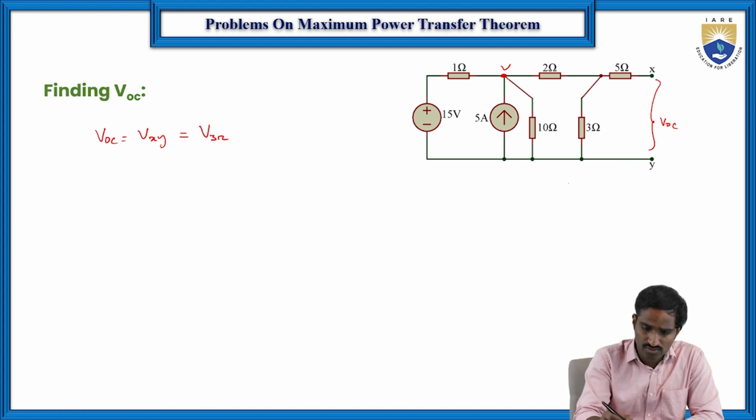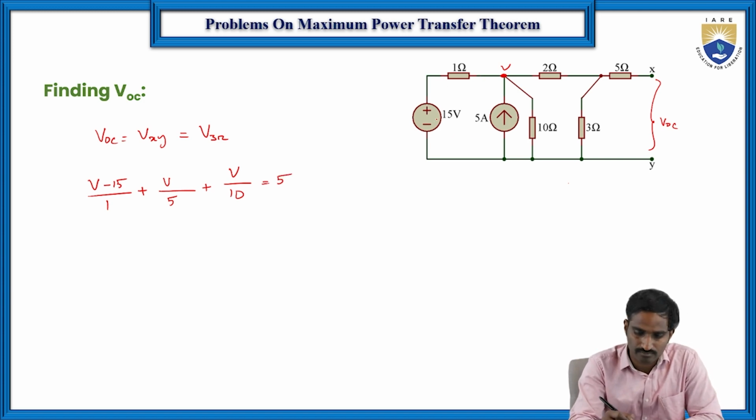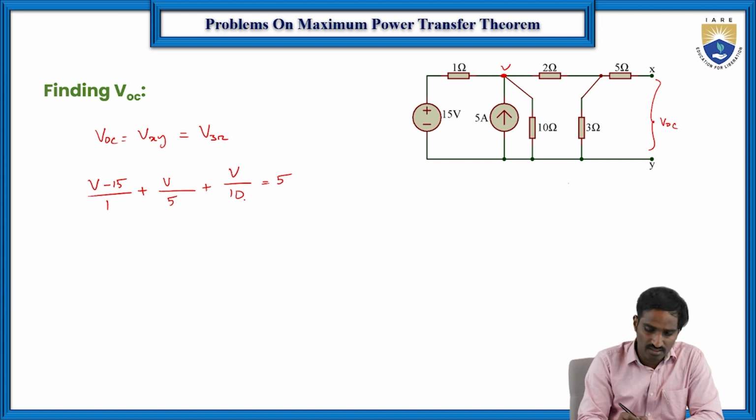Then if you write the node voltage, apply KCL at that particular node. So (V minus 15) by 1, the resistance is 1, plus, again 3 plus 2 is 5, so (V minus 0) by 5, because here the potential is 0, and plus one more resistor, so (V minus 0) by 10, which is equal to the 5 amperes current. These are all leaving currents, and this is the entering current. Then if you simplify this, you will get V is equal to 15.4 volts.